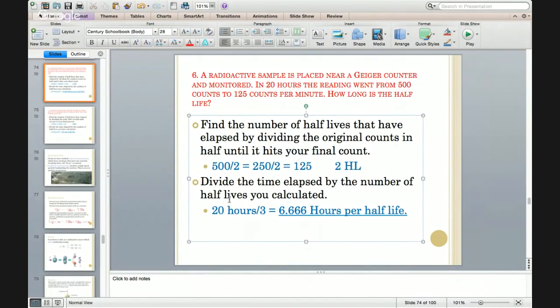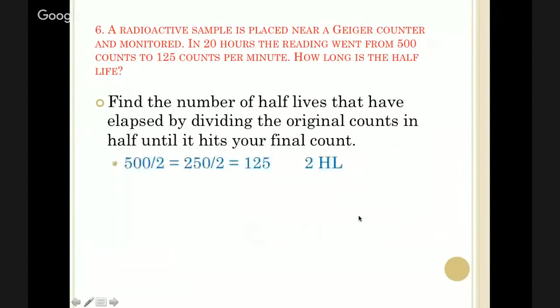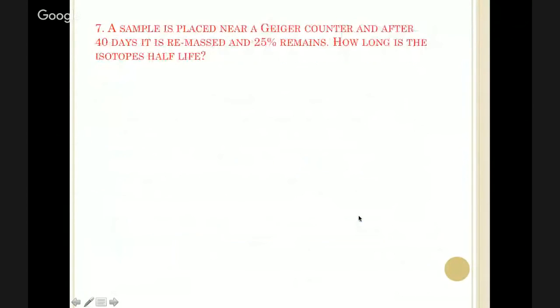Okay, so 2 half-lives, and if there was 20 hours divided by 2, that means that there are 10 hours per half-life. So this is not published because it's not something that was on the reference table, so that's why they wanted you to figure it out.